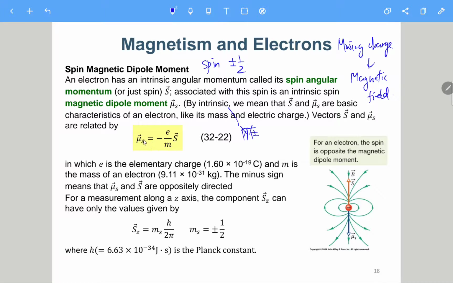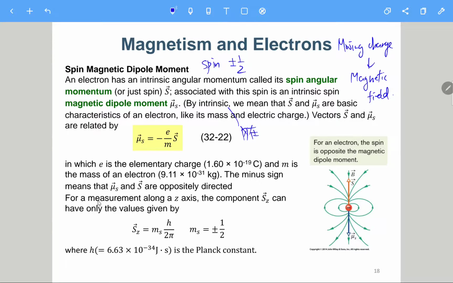So the equation is something like that. We have the spin, which of course is a vector, and then mu S with a negative sign. So the mu S points to this side. This is e, the elementary charge, 1.6 times 10 to the minus 19. m is the mass of the electron, 9.11 times 10 to the minus 31 kilograms. So this is nothing but a fixed constant. And this is the spin. So this is the dipole moment for a single electron due to the spin itself.